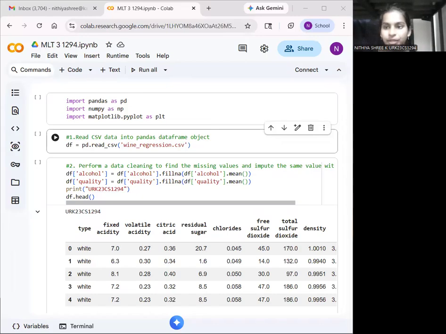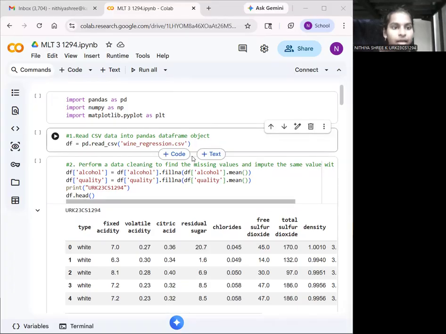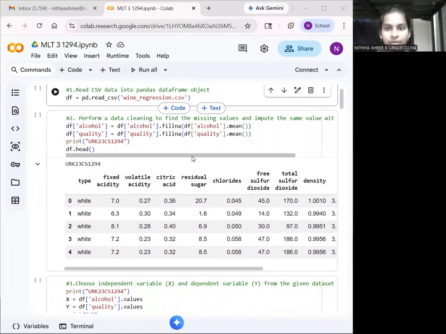Hi, in this video, I'm going to explain linear regression. For that, we are going to import some libraries like Pandas, NumPy, and Matplotlib. And then we are going to read the CSV, load the dataset CSV file into data frames, and then find the missing values.